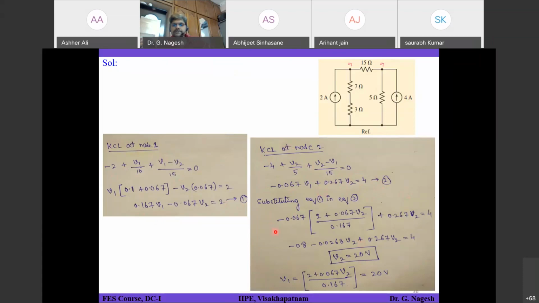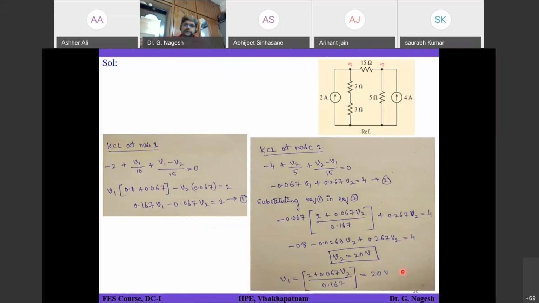Okay, simple substitution only. Find out V1 or V2 from one expression and write it in terms of the other expression and solve it. So you will observe that V2 is equal to 20 volts and V1 is also equal to 20 volts if you solve that.